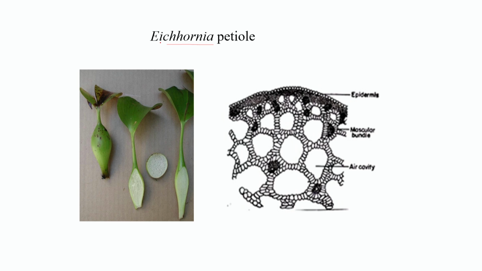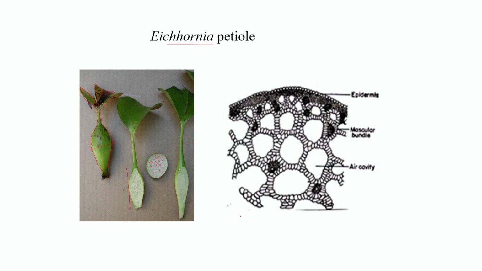Eichhornia petiole, as I have told you, is swollen. You can see a swollen petiole, and on the top the leaf blade is there, okay. Now, when this petiole is cut, you can see a lot of small pores. This is the transverse cutting and this one is the longitudinal cutting. These pores are actually big air cavities.